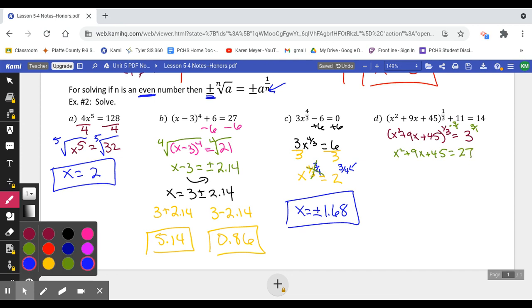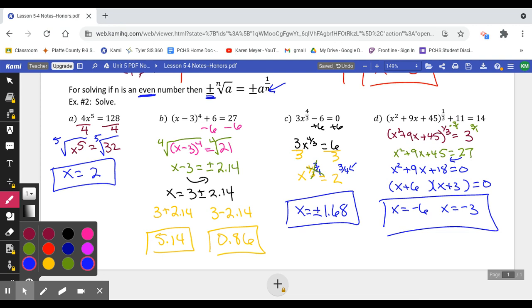Move everything to the same side so you can factor. So x squared plus 9x plus 18 equals 0. Factor. Multiplies to 18, that adds to 9. And that is 6 and 3. Solve each parentheses, so I come up with x equals -6 and x equals -3. Done.